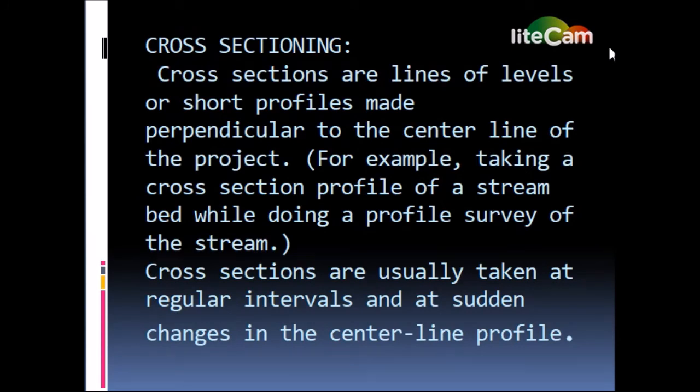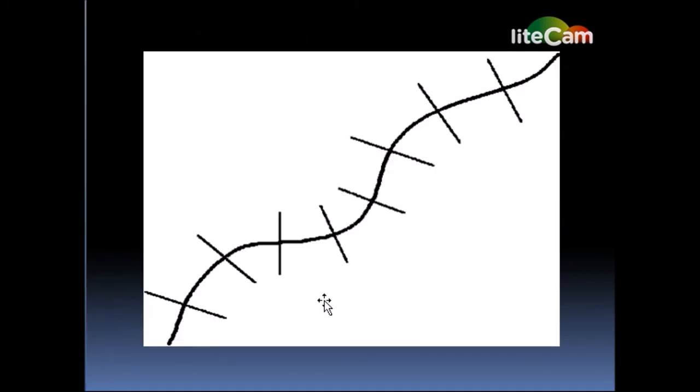So the next one is cross sectioning. Cross sections are lines of level or short profiles made perpendicular to the center line of the project. The idea is that at regular intervals the perpendicular lines to the center line are drawn, and we find the elevation of this point and points in this line also. We have to calculate at least 1, 2 and 3 points in this profile.